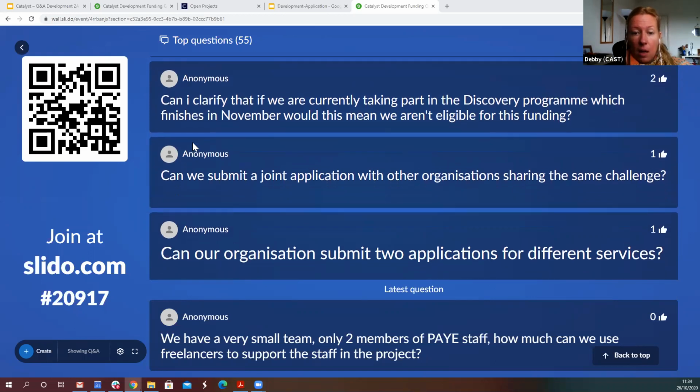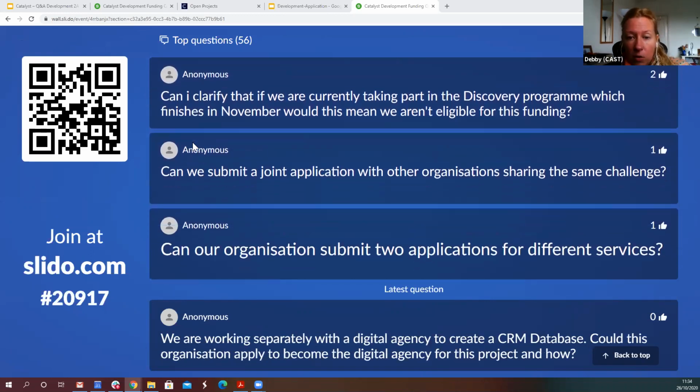Finishes in November. Sorry, I'm just in discovery. Can I clarify, if we are currently taking part in the discovery program, which finishes in November, would it mean we aren't eligible for this funding? Your discovery should have finished last week or finish up this week.